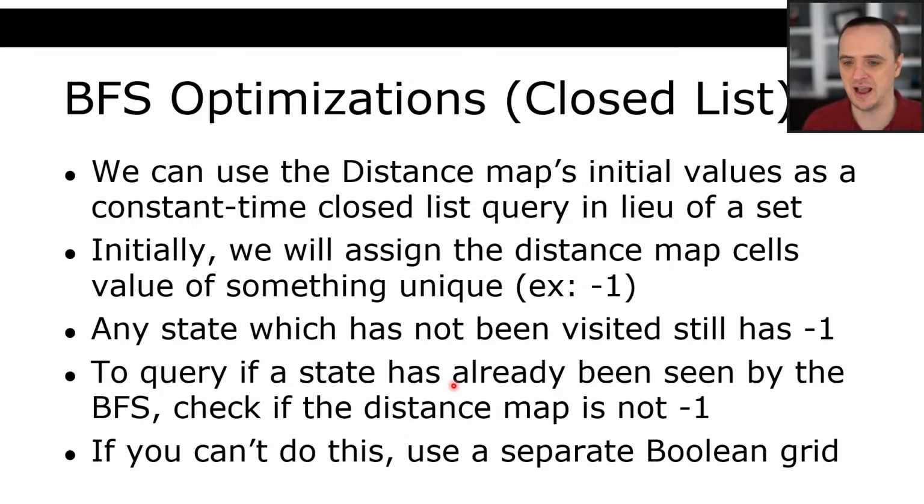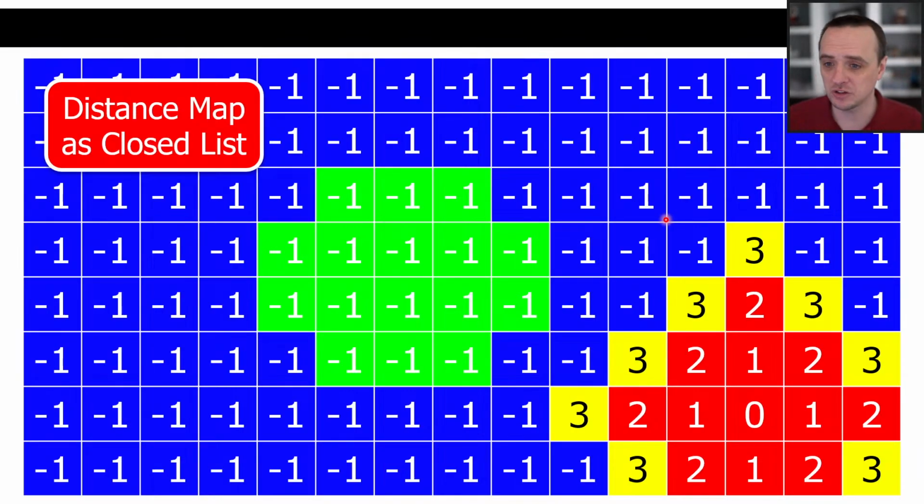If you can't figure out how to do this, just use a separate Boolean grid if you want to as a closed list. So what does that look like? Right? So here, if we've BFS'd outward from here, you can see a bunch of these things have a -1 value, right? So if I'm saying, okay, I'm at this node right here, this 3 on top, I'm looking at the children, are they in the closed list or not, right? So I look up, it's -1, so it is not in the closed list. This is -1, not in the closed list. This is -1, not in the closed list. This one is not -1. So it is in the closed list. So I would not regenerate this child. So we used the distance map as a closed list.